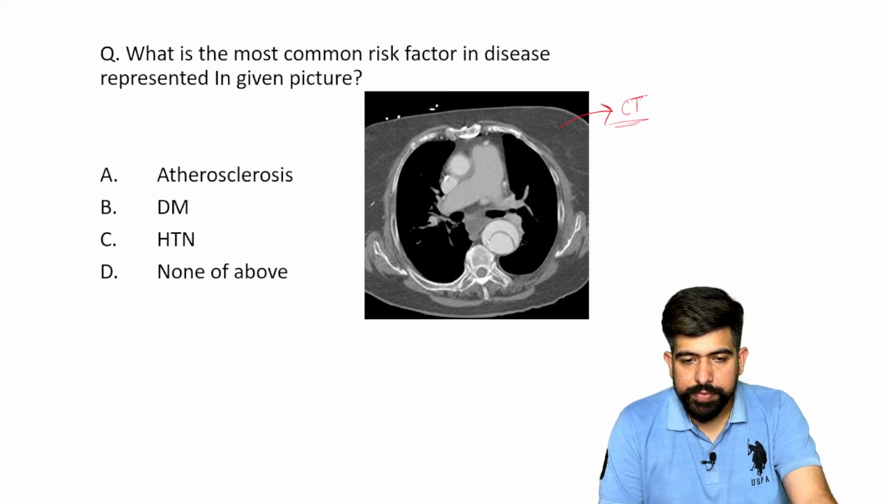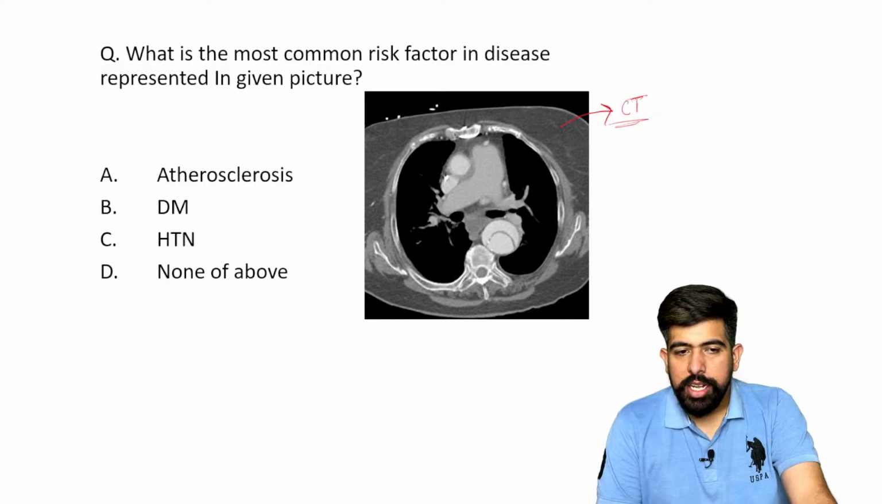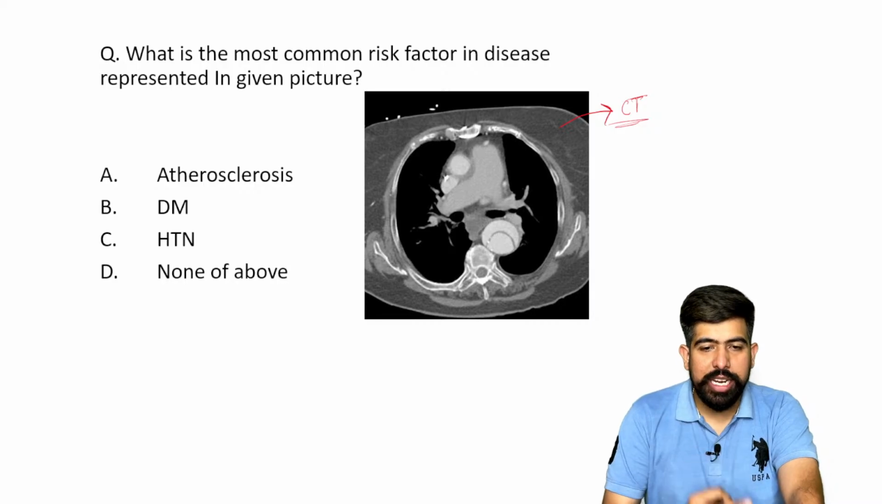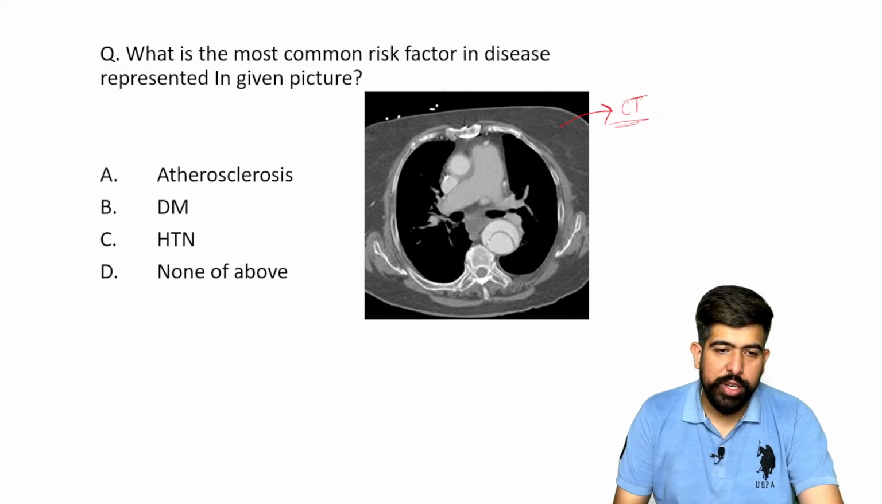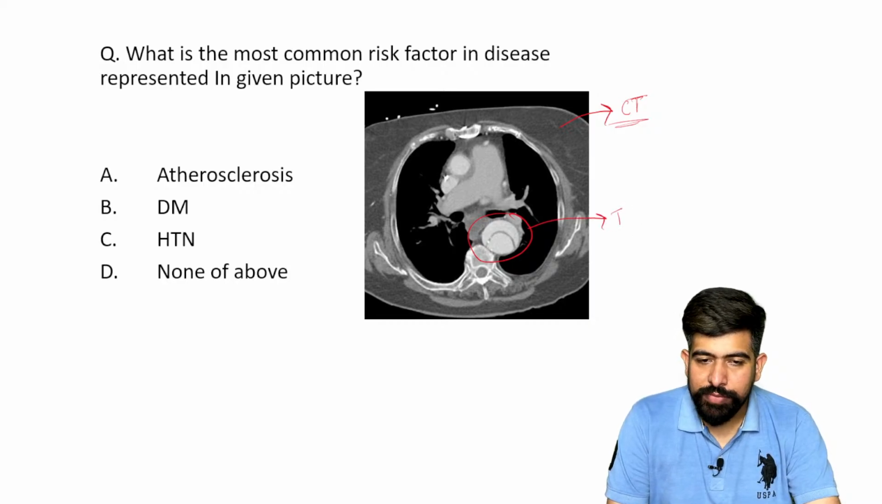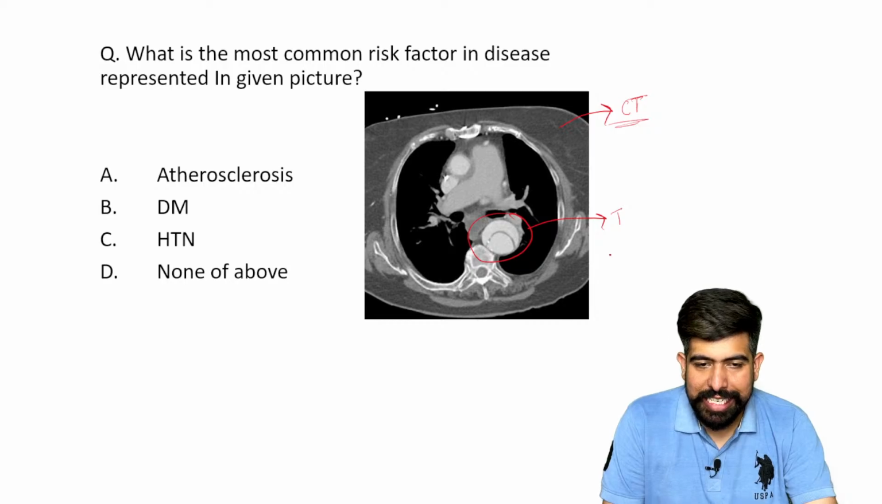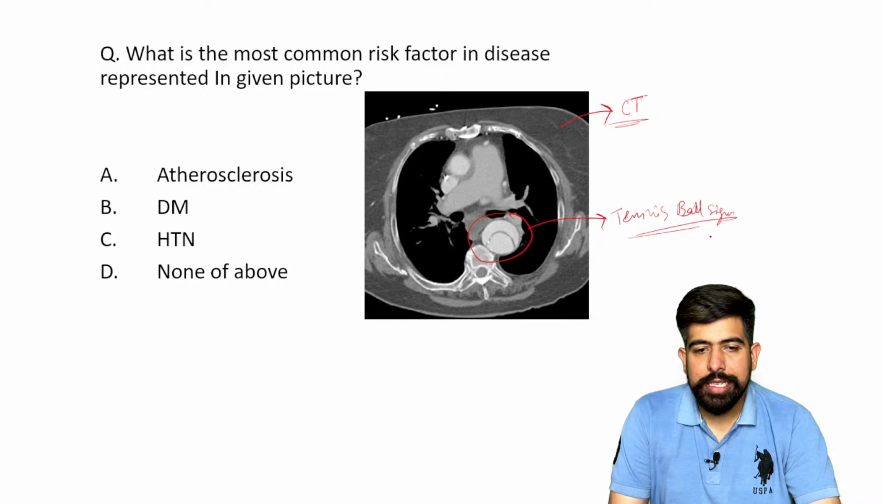What can you see? Very good, doctor. Just tell me the name of the sign. You reached the diagnosis. Very good, doctor. You can see over here, this is the aorta and there is a tennis ball. I hope you understand now. Yes, there is a tennis ball sign. This is the tennis ball sign.